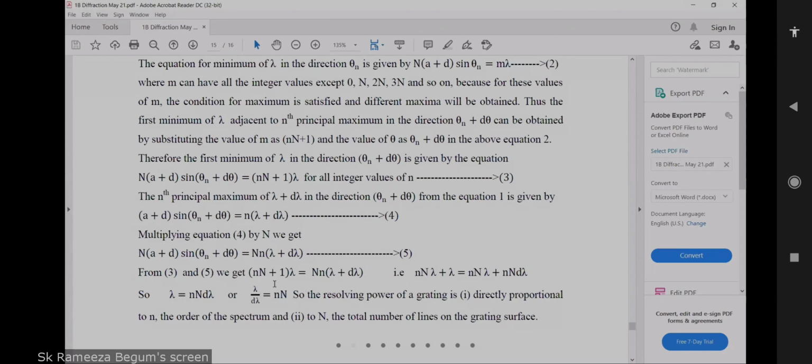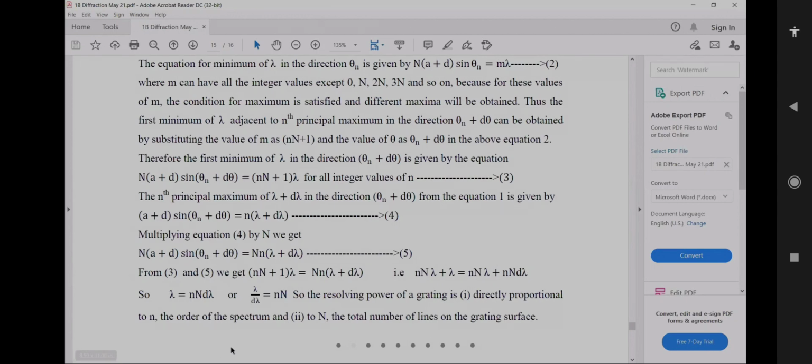So N n lambda plus N lambda is equal to N n lambda plus N d lambda. The N n lambda on the left hand side and the N n lambda on the right hand side cancel with each other. Then finally we have lambda is equal to N d lambda.